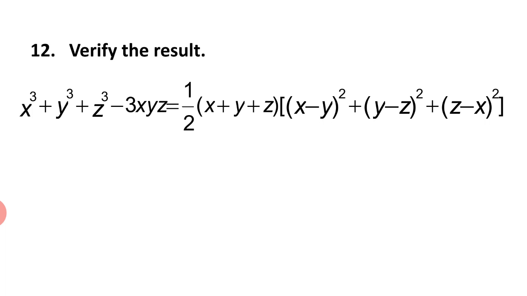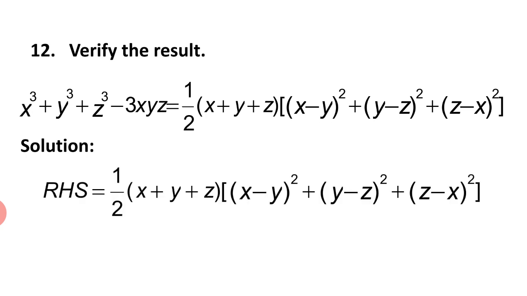So now next question. The next question will be verify the result. Now this question is very important. So in this case, what we need to verify? x cube plus y cube plus z cube minus 3xyz is coming out to be half of x plus y plus z into x minus y whole square plus y minus z whole square plus z minus x whole square. Now whenever verify is there, we simplify LHS or RHS. Now here you will find LHS cannot be simplified, but RHS can be simplified. So we go for RHS. So RHS we have written once again.